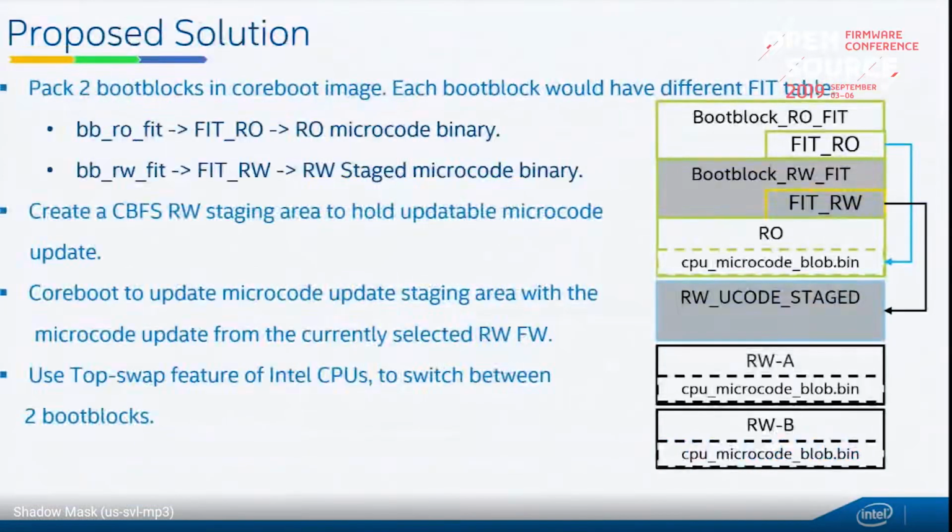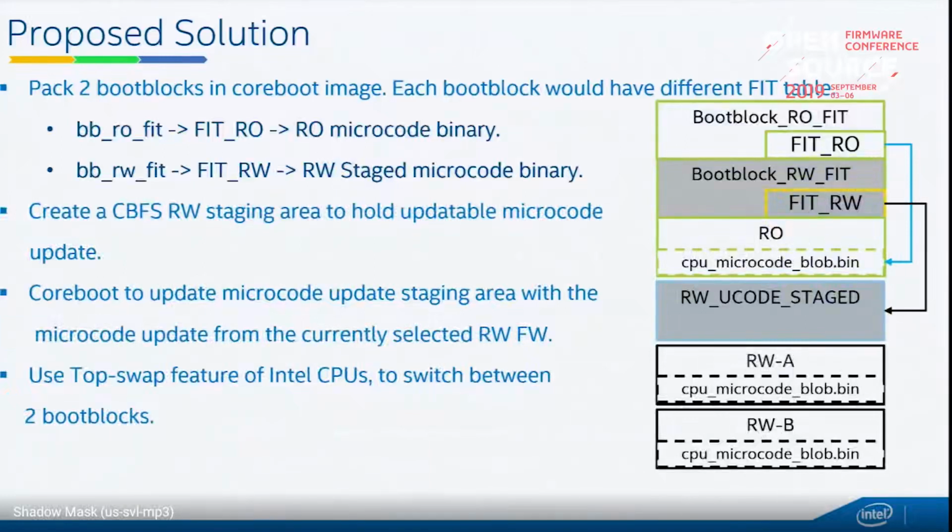So we came up with a solution to rather pack two boot blocks now in the coreboot image. With the current implementation, your RO section contains a single boot block. What we propose is to pack two boot blocks here, where each boot block is identical. The only difference between the two boot blocks is the FIT table inside it.